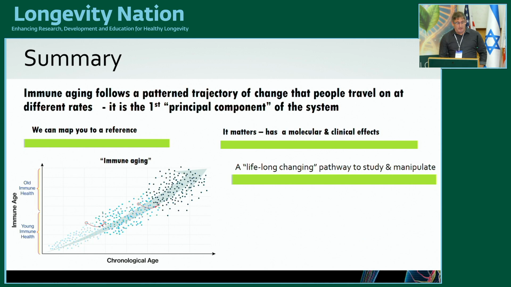So I'll end this part and say, in summary, that what I hope to show you in this brief talk is that immune aging follows a pattern trajectory of change. We travel at different rates on it, and it's the first principal component of the system. We can basically map you now to a reference.